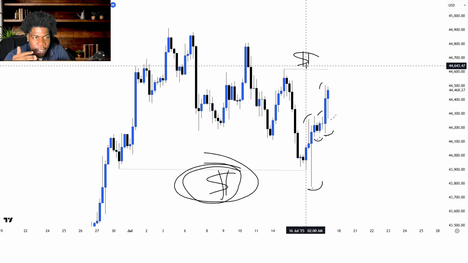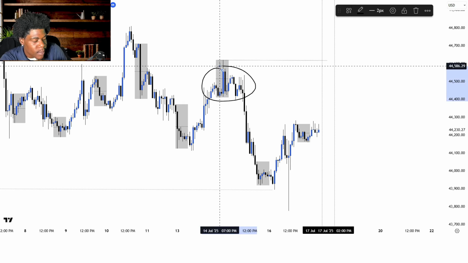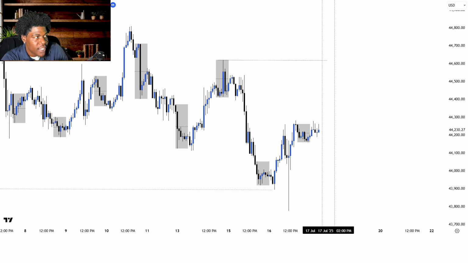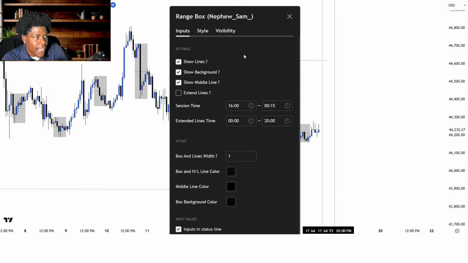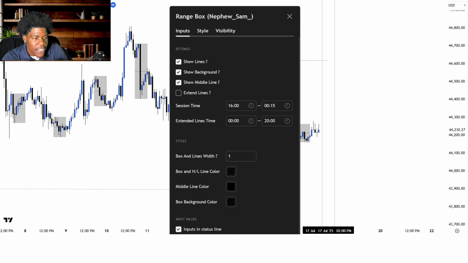Now let's scale down to the 1 hour, the 30 minutes, and the 15 to refine this even more. And now let's scale down to the 1 hour. And as you can see, marked in gray is my Asian session. This is my trusty Asian range indicator. I show this all the time. It's called Range Box by Nephew Sam. All this does is just mark out the Asian session.